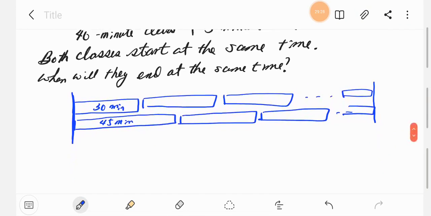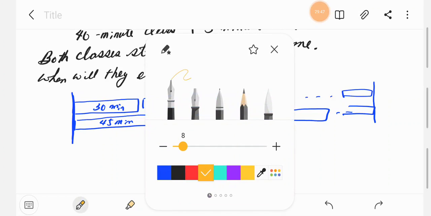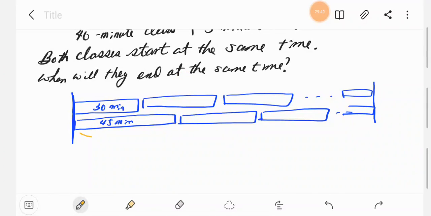So we're going to find how long it will take to get here, then how many 25-minute classes there were, and then how many 45-minute classes there were. So that's what we're going to find. All right. So we will find the period starting from here to the end here.